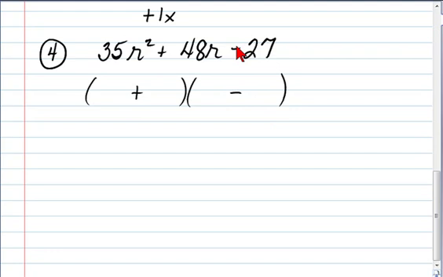All righty. So I'm going to be looking for a sum or a difference? Difference, because they're different. All right, let me sneak in my r. All right, factors of 35. 1 times 35 and 5 times 7. I think that's it. Factors of 27. 1 times 27. 3 times 9.